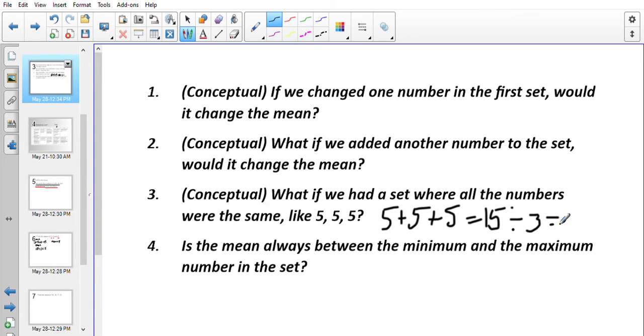And 15 divided by 3 is what? 5, right? So if all our data points are the same, 5, 5, 5, and we find the average, well, the average is going to be 5.